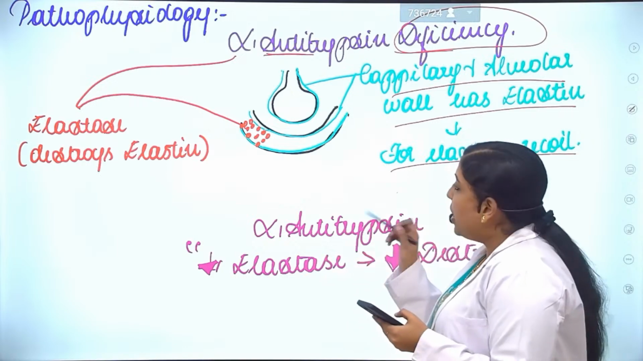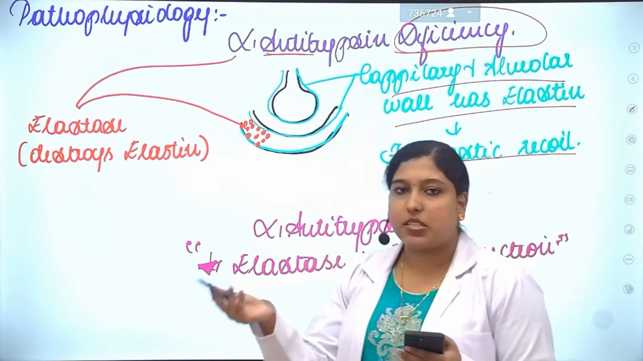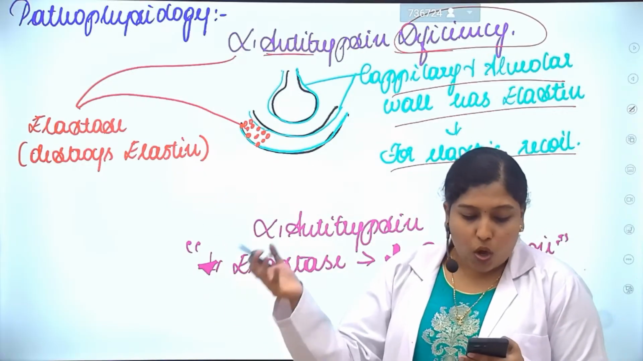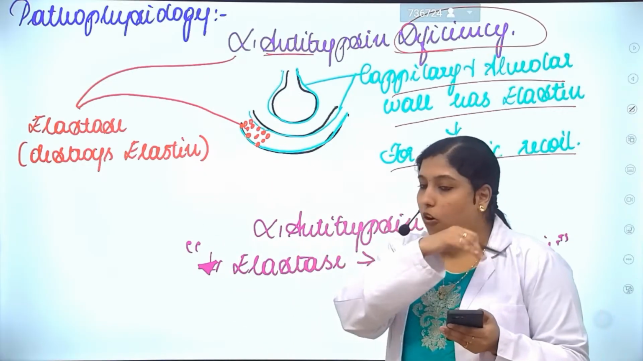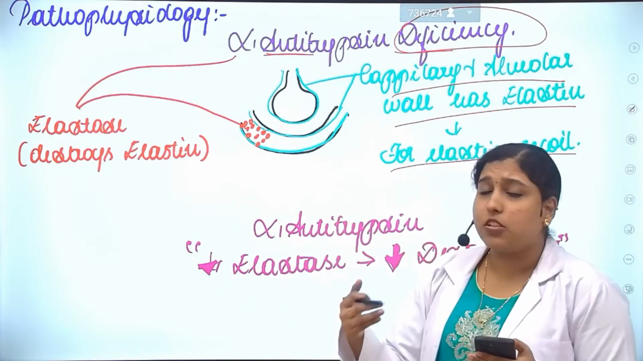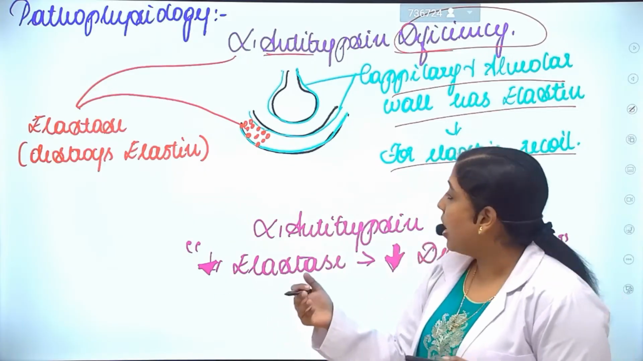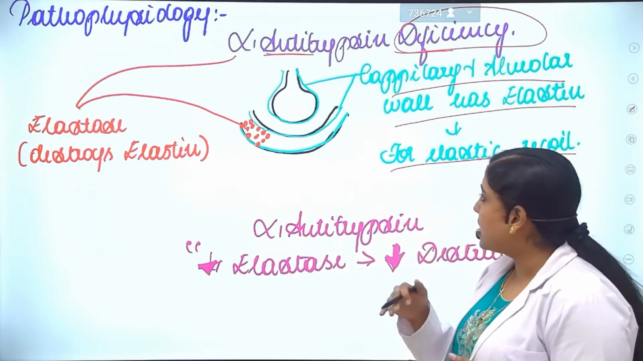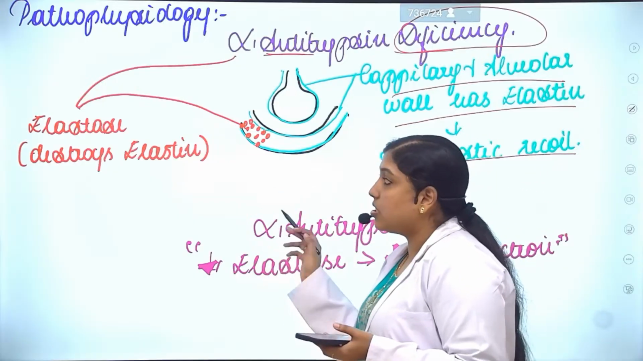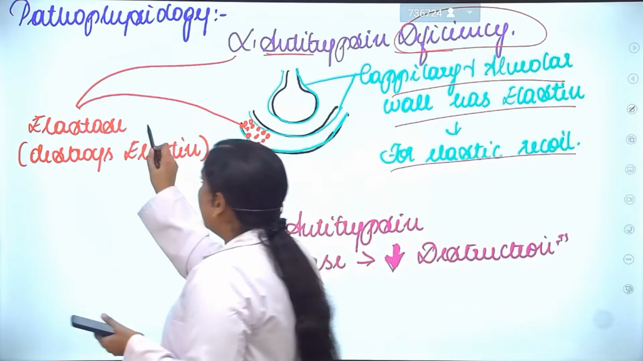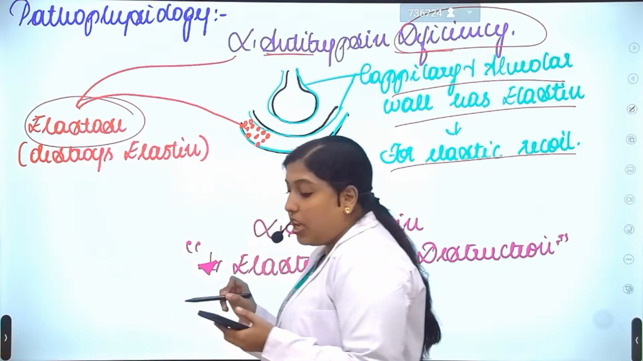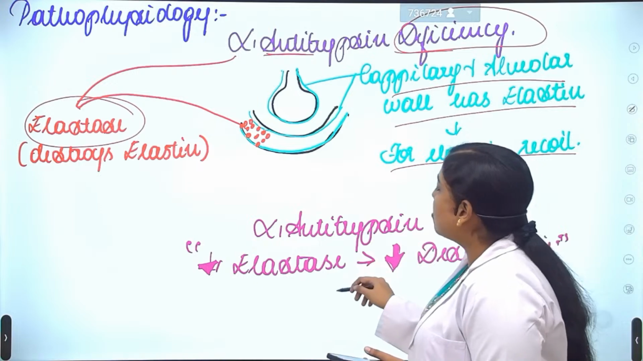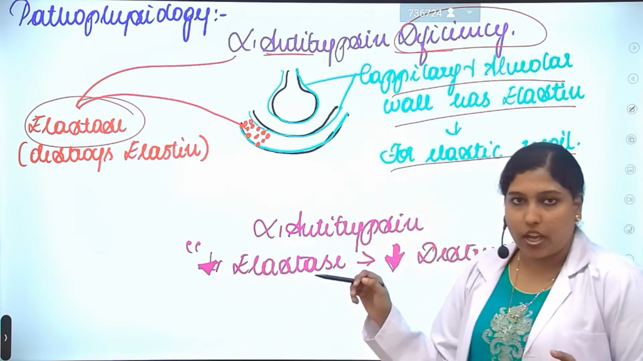Because of preceding conditions such as smoking and exposure to various smokes, macrophages and neutrophils start activating, and the protease and antiprotease mechanism leads to destruction of the elastin component. So what will this alpha antitrypsin do? It will reduce this elastase.